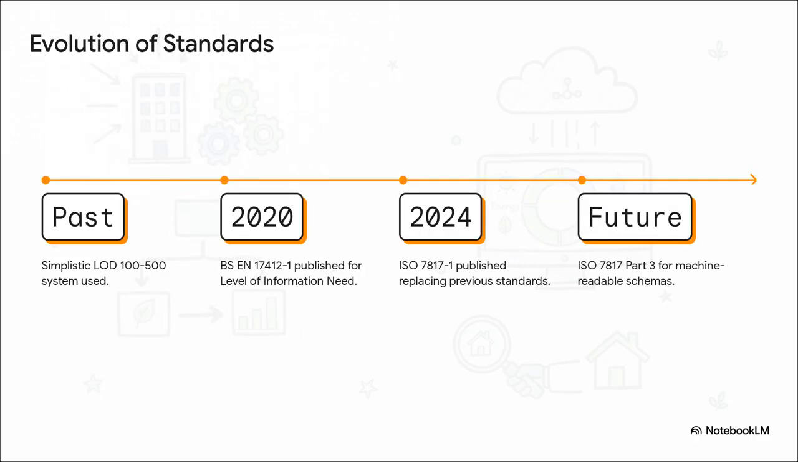We are rapidly moving away from those outdated static systems in the digital construction industry. We left the simplistic LOD labels behind. The standard shifted in 2020 and then took a massive leap forward in 2024 with ISO 7817-1. Looking ahead, the industry is moving toward completely machine-readable schemas, with Part 3 currently under development. So integrating frameworks like GLOI into this data-driven environment isn't just a cool efficiency hack. It's literally future-proofing your projects, because this is where the entire global industry is heading, for sure.